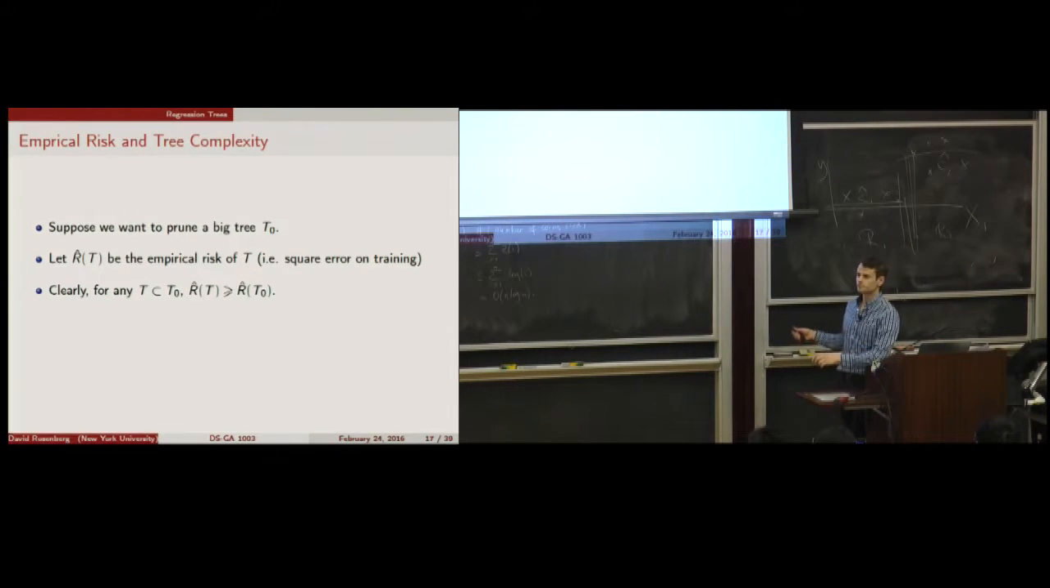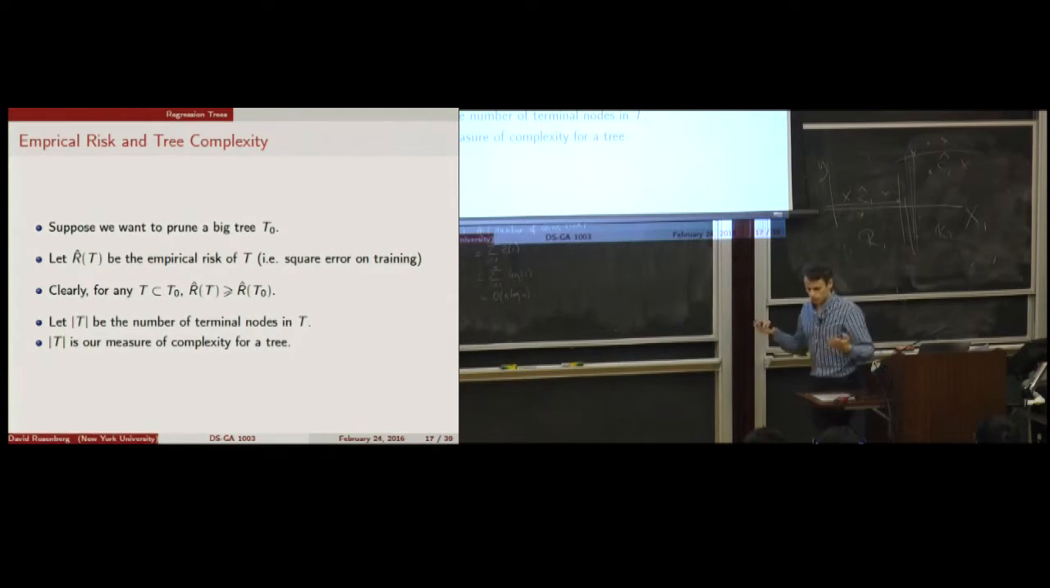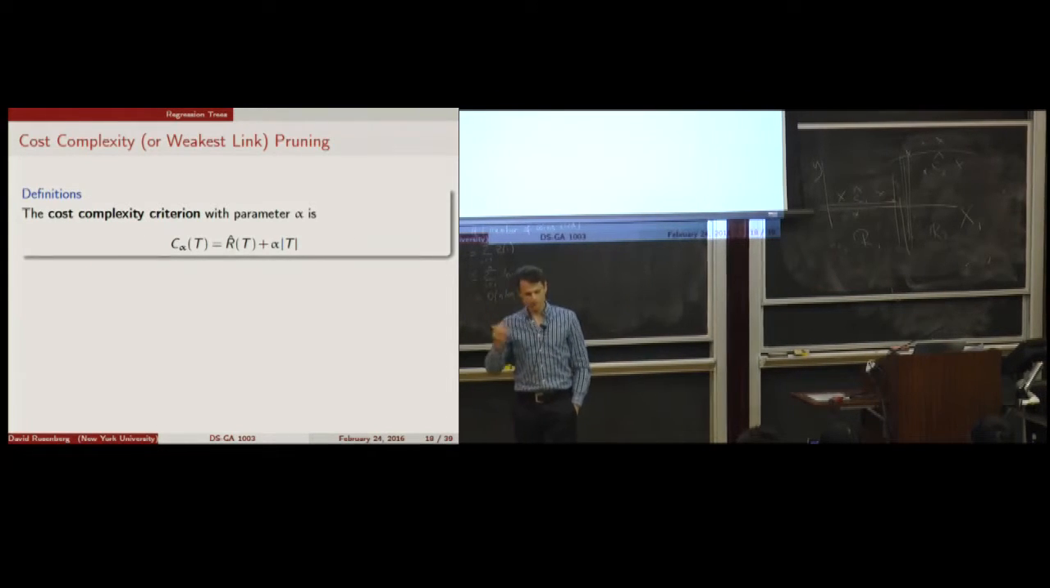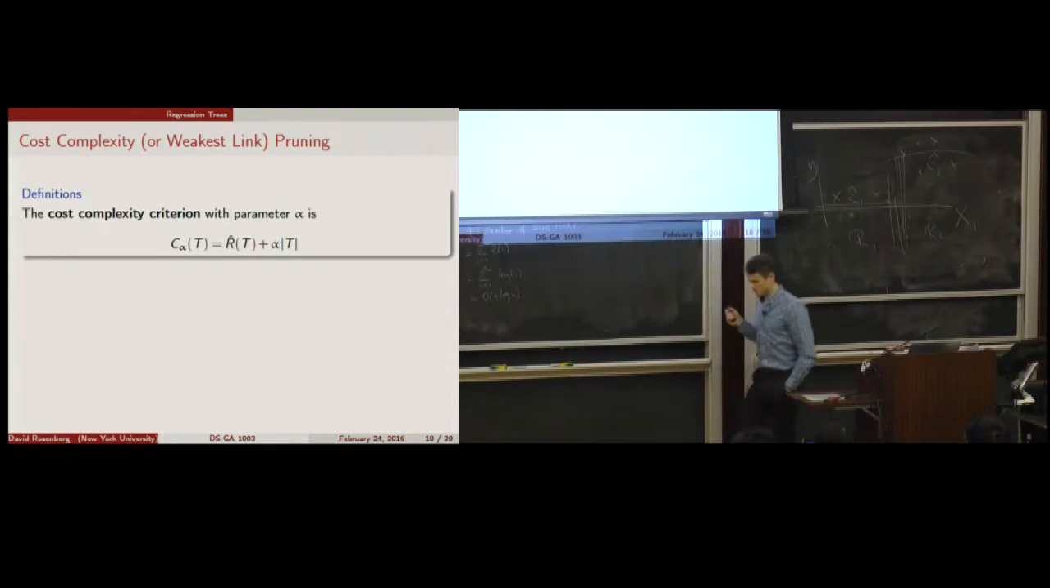So the size of t is our measure of complexity. We have our complexity measure, we have our empirical risk, so we feel like we can do some kind of regularization, right? That's this cost complexity criterion: r hat of t plus alpha, our regularization parameter, times the size of t. We've called this form Tikhonov regularization, or penalized empirical risk minimization.